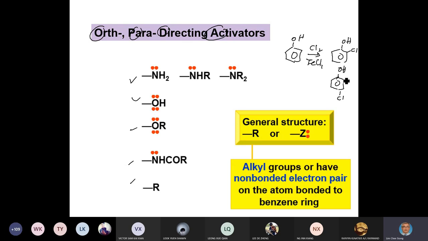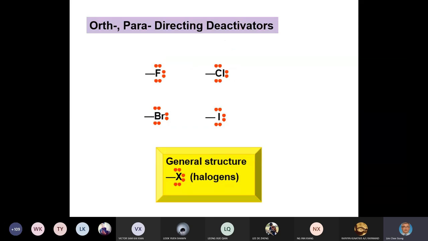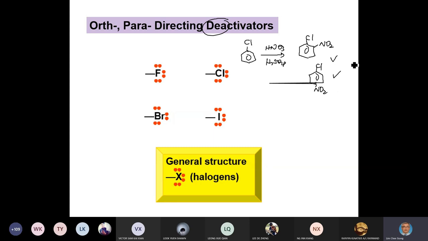Okay, so this is under case number one. Case number two is under ortho para directing deactivator. Don't say, Mr. Lim, the activator and deactivator are different. They are under the same, but for different reasons. The same answer should be given, must be attached with two end products. Two. Okay, I put this one, Cl, undergoing HNO3, H2SO4, nitration. So how many answers should be given? Two answers. NO2, followed by here, NO2. Two answers must be.